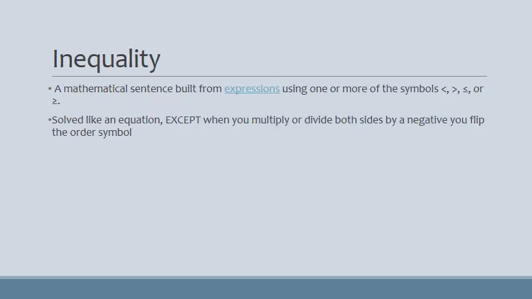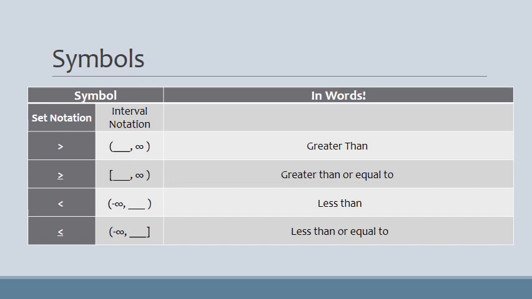So an inequality is a mathematical sentence built from expressions using one or more symbols. And actually, let's add this symbol because not equal to is also. Remember, this is less than or equal to, greater than or equal to, and not equal to. Okay, and we solve them just like an equation, except when we multiply or divide both sides by a negative, we have to flip the order symbol.